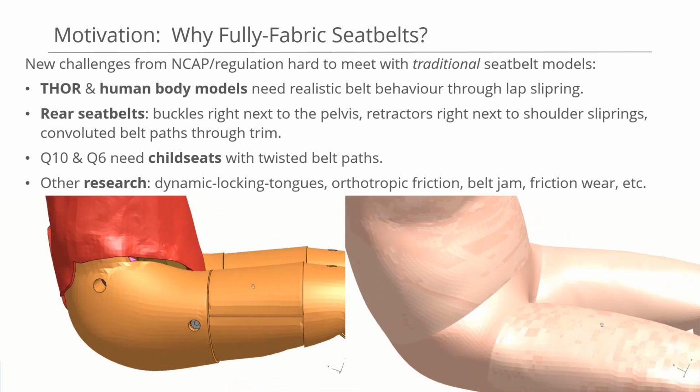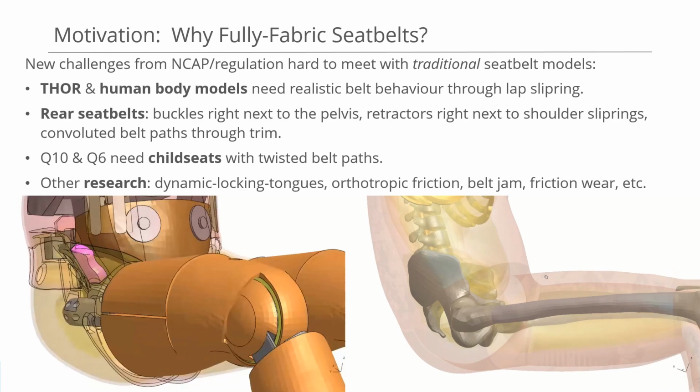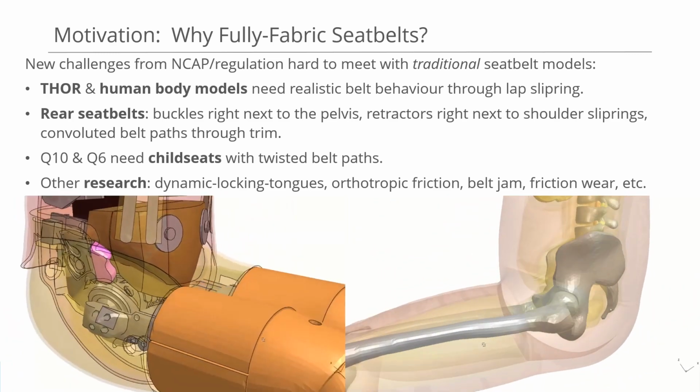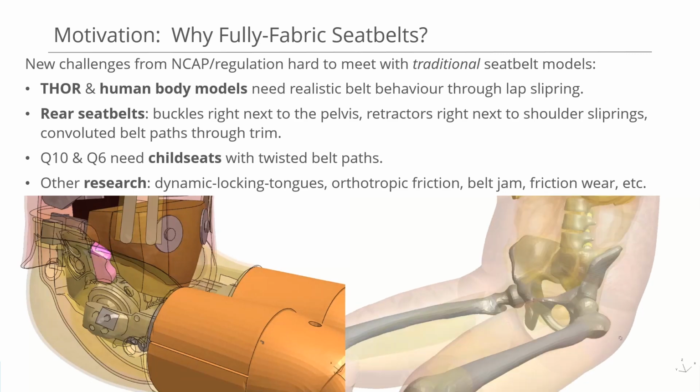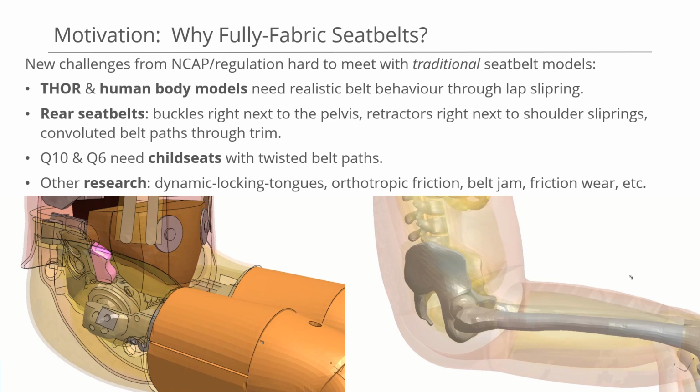First, a little background into why fully fabric seatbelts are interesting right now. There's increasing demand to better simulate the kinematic behaviour and injury of dummies like Thor, shown on the left, and human body models, shown on the right. Thor has load cells to measure injury directly under the lap part of the seatbelt, right next to the slip ring. Human body models have very soft tissue in front of more realistic bone structure. Child seats have convoluted belt paths and rear occupants sit right next to the slip rings.